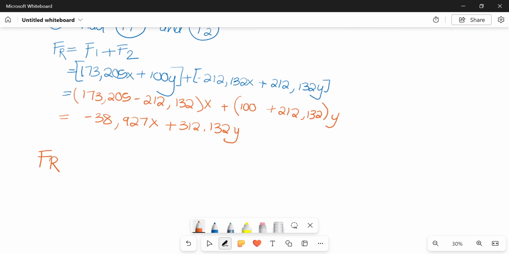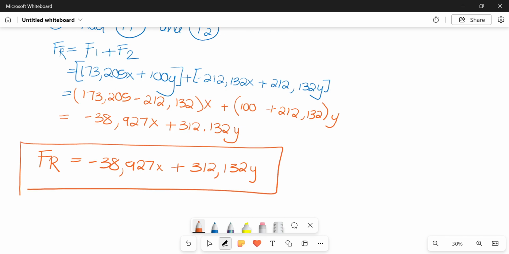So essentially, when they ask for the magnitude and the direction of the resultant, then now we know that it is your minus 38.927x plus your 312.132y. Okay, so now we've calculated the magnitude, right? I think I'll do a part 2 where we are focusing on calculating the direction of the specific vector force. All right, cheerio.